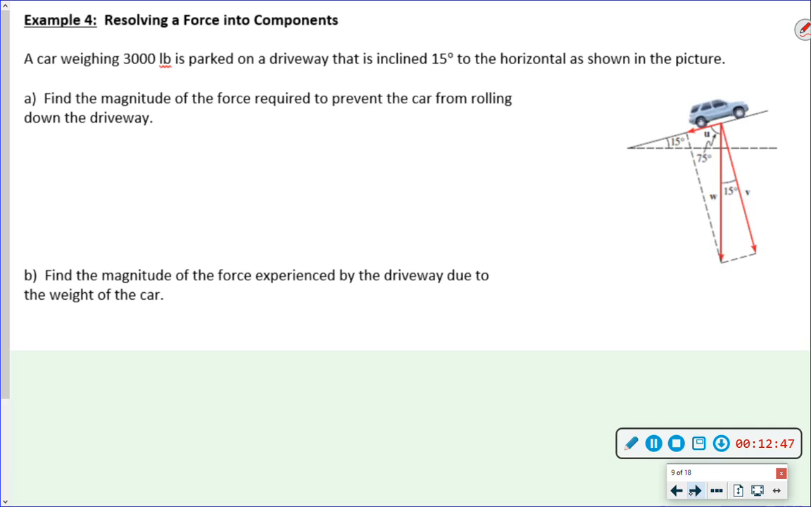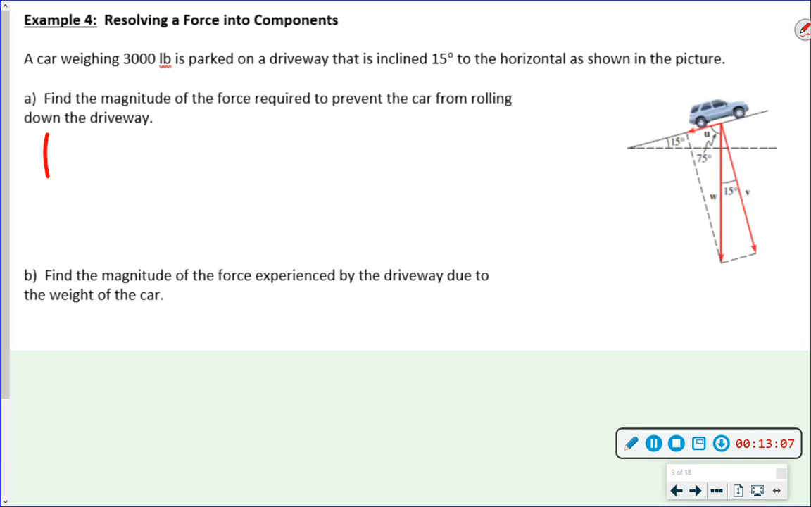So here is a very lovely picture, a real world application of such a thing. A car weighing 3,000 pounds parked on a driveway that is inclined 15 degrees to the horizontal is shown in the picture. Okay, that's exciting. A, find the magnitude of the force required to prevent the car from rolling down the driveway. Well, remember, magnitude. So I'm going to draw my magnitude bars here.